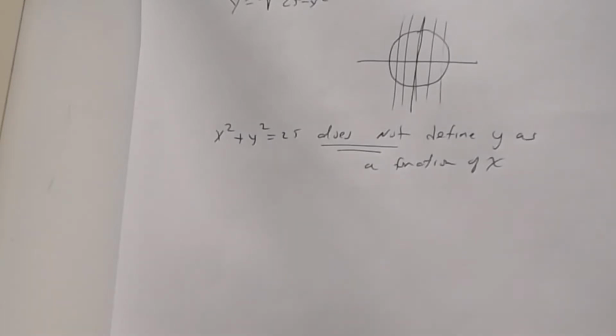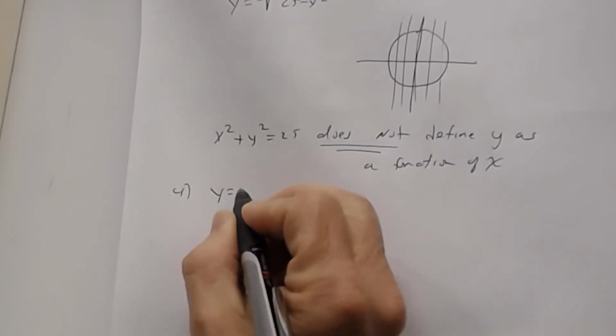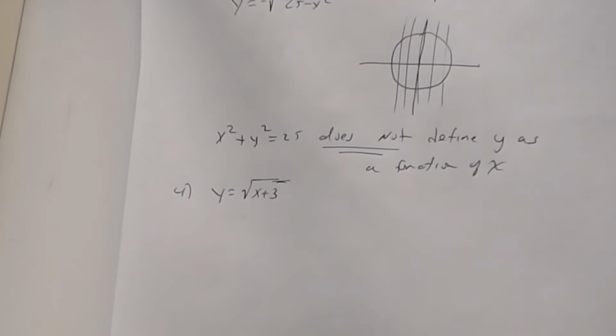Okay, look at number four. y equal the square root of x plus 3. So y is already by itself, right? Explicitly, y is already by itself. Is that a function or not a function that you see?